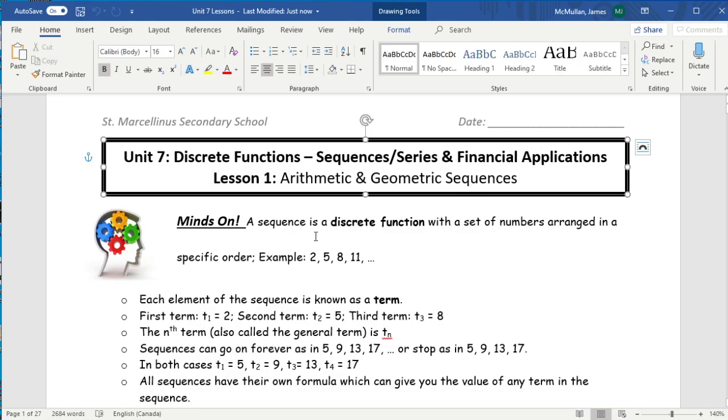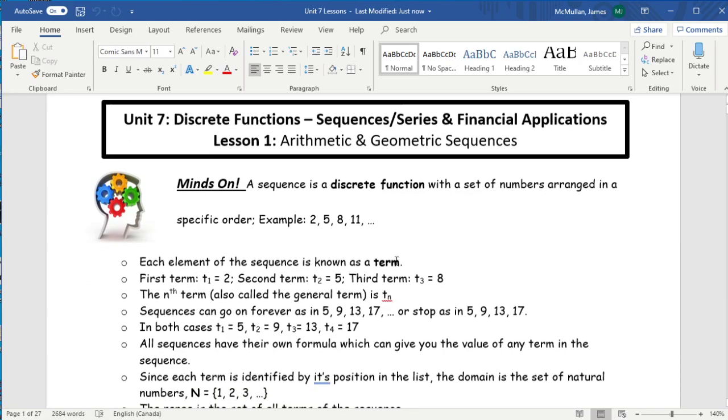So a sequence is a discrete function with a set of numbers arranged in an order, like 2, 5, 8, 11. You can see to get to the next term, you just keep adding 3. Each element of the sequence is called a term. So this is term 1, term 2, term 3, term 4. You can also hypothesize an nth term, called the general term, which would just be term n, whatever n is: 12, 100, 1,000, whatever.